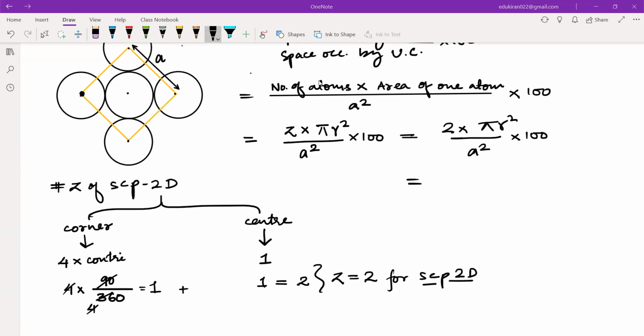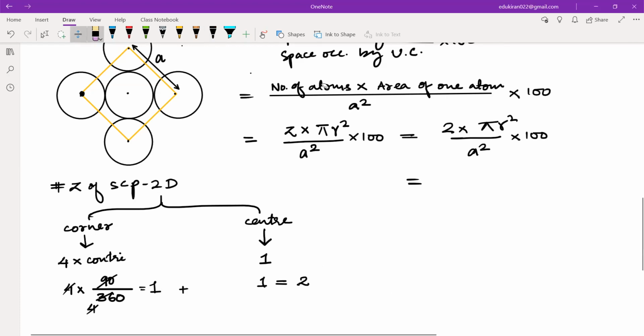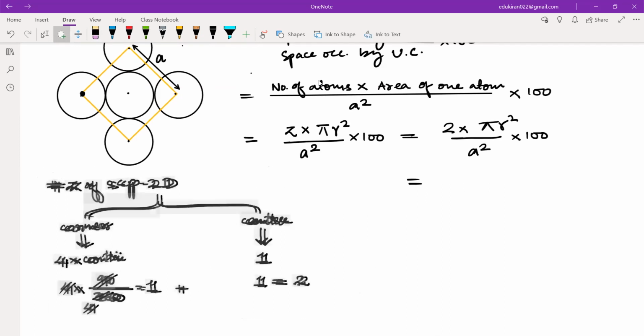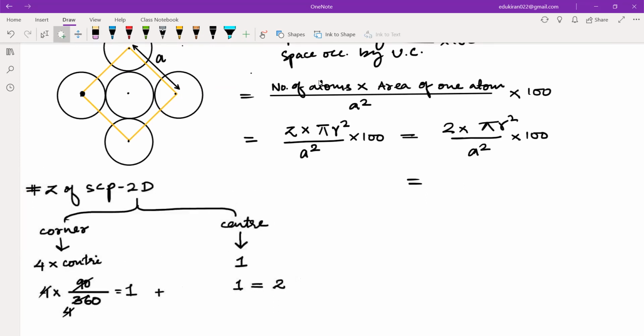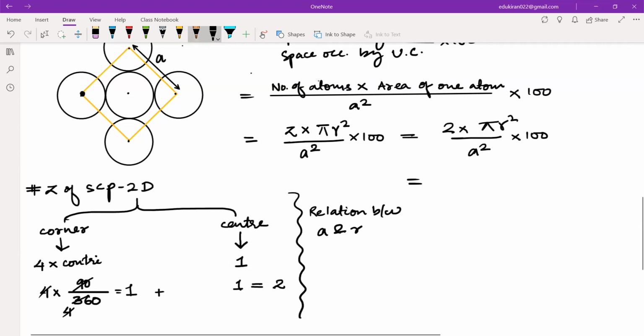Yes, sir. Okay. Now, if you see the relationship between A and R, let me erase this part here and make some space for the relationship between A and R. Hamza, Sara, Rishan, all of you understood this now? Yes, sir. Relation between A and R.